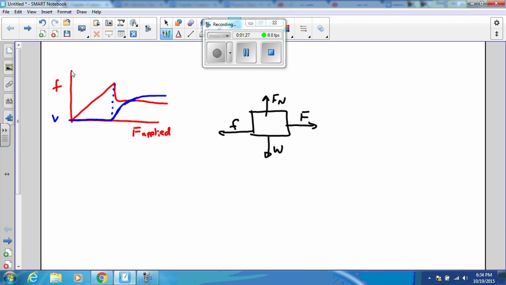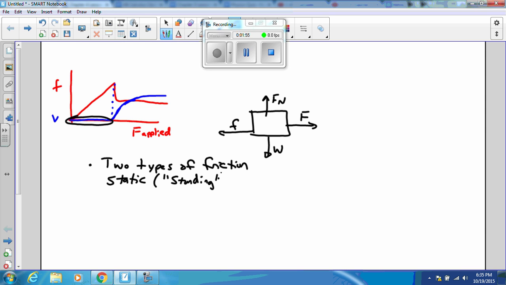If we were to do this experiment more carefully, what we would discover is the following things about friction. The first is that it's clear from the diagram there are two types of friction. The first type of friction applies when the velocity is going to be zero, and we're going to call that static. Of course, the word static is the Latin word for standing. So this is the type of friction that is going to apply when the velocity is equal to zero.